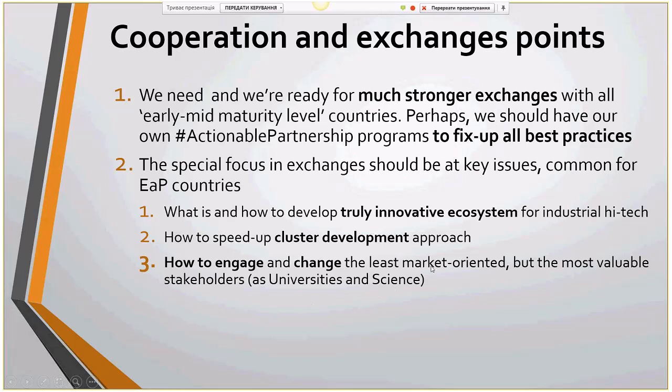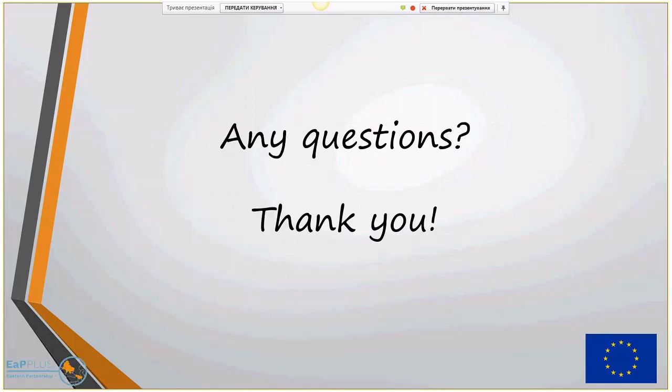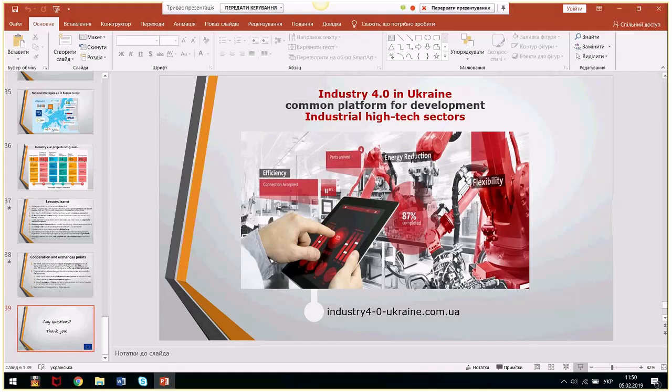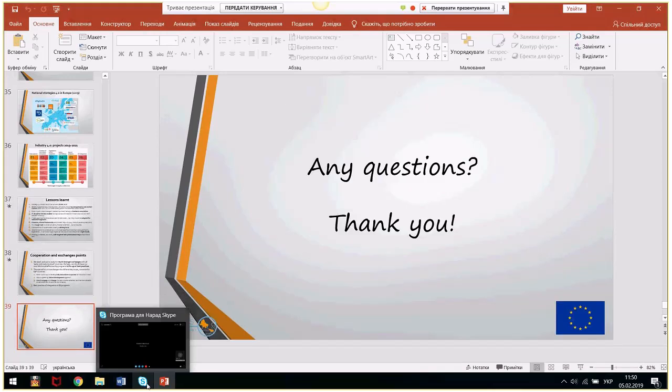And how to engage our university science, because they are less market-oriented, but the most valuable in terms of innovation stakeholders. And of course, how to be integrated into EU programs, because we recognize that it's quite useful and necessary from every point of view. Well, this is all about my presentation, our experience, and maybe I should switch, Christina, if you can switch to questions.